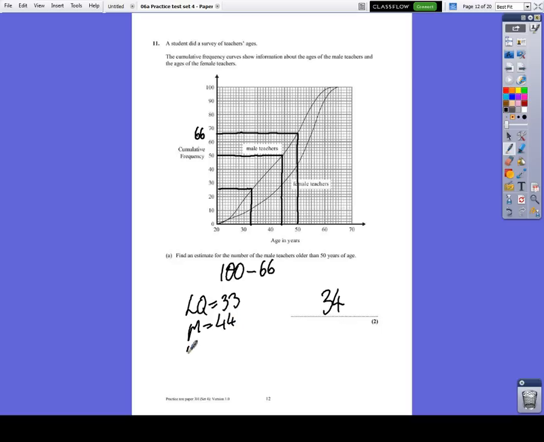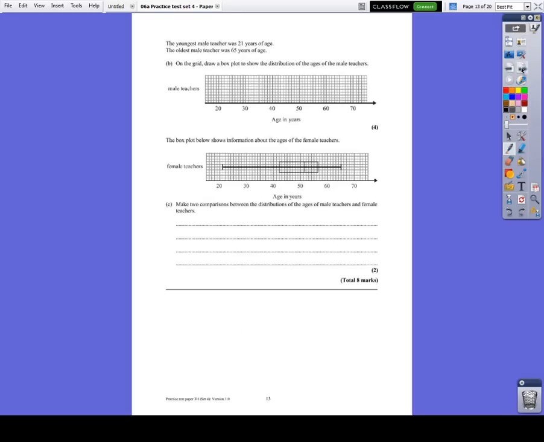And then the upper quartile would be at 75, because 3/4 of 100 is 75, and that would give us 52 for the upper quartile. Putting those onto the diagram, the youngest teacher was at 21, the oldest teacher was at 65, the lower quartile is at 33, the upper quartile is at 52, and the median is at 44. And we join the lower quartile with the upper quartile and the ranges.